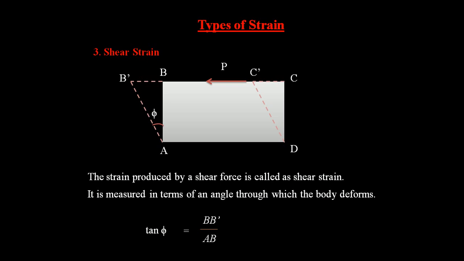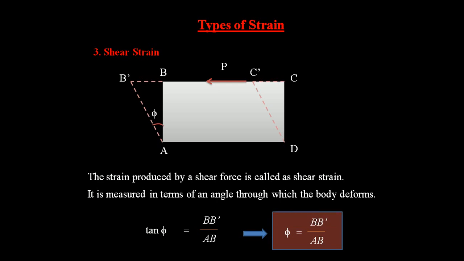Okay, as phi is very small, the deformation will be very small. So when phi is very small, tan phi can be directly written as phi in radians. So that formula can become b dash by ab. This is the formula we can use for finding the shear strain, which is in the form of the angle here, because the deformation is taking place in angular form. So the angle we need to find to know the shear strain. So that is about shear strain.